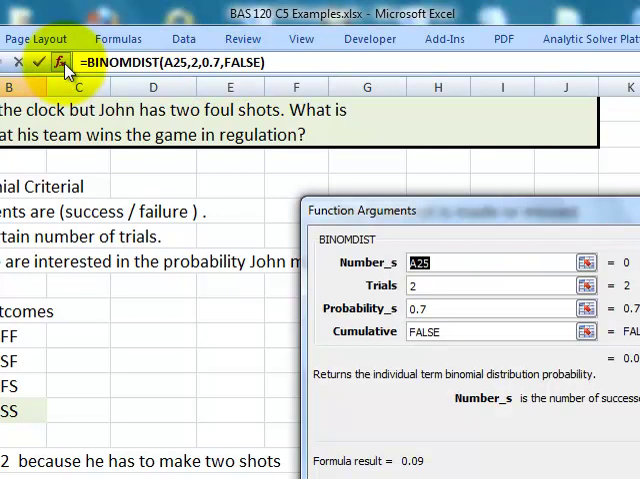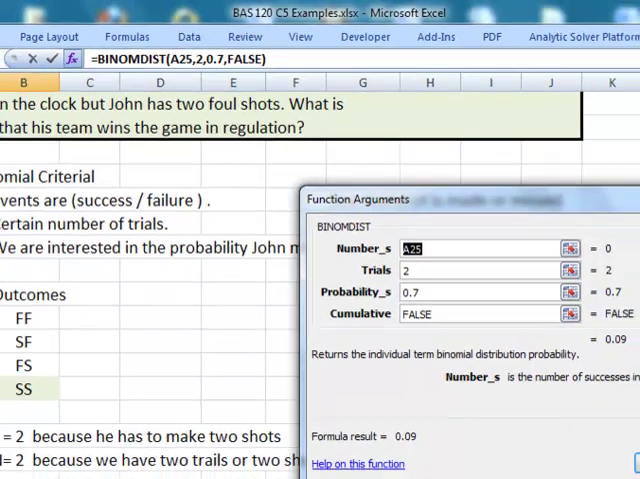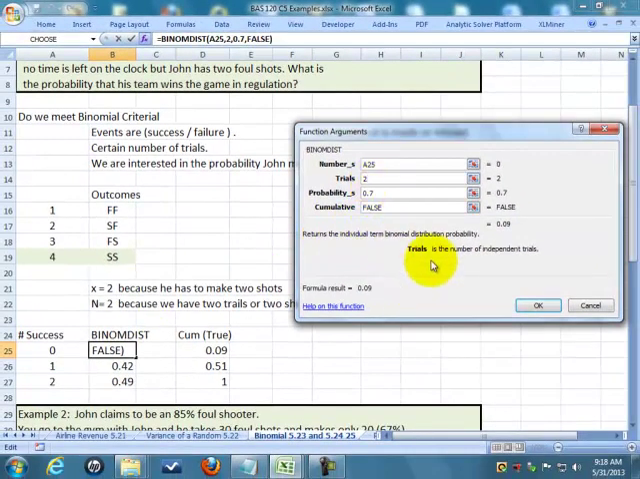Let me open this up so you see it. Excel always gives this to you: S is the number of successful trials. I've made this a cell so we could fill this down. How many trials are we doing? He's got 2 foul shots. What's the probability he makes any one foul shot? 0.7. This last one asks whether I want it to be cumulative or not. The first thing I did is say false in here, and that gives us the probability that he makes exactly 0, exactly 1, or exactly 2.